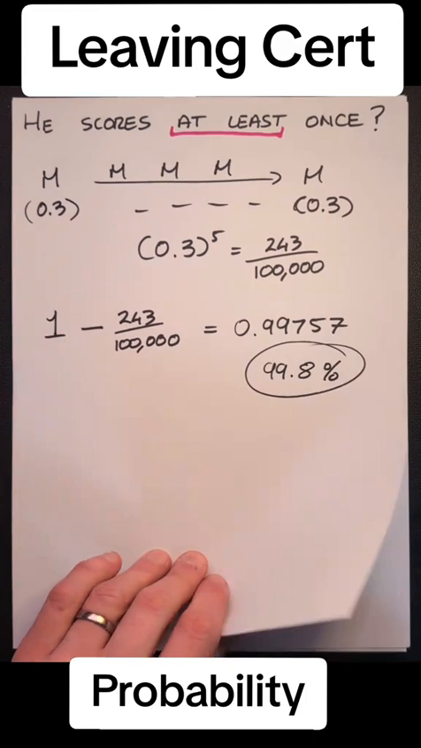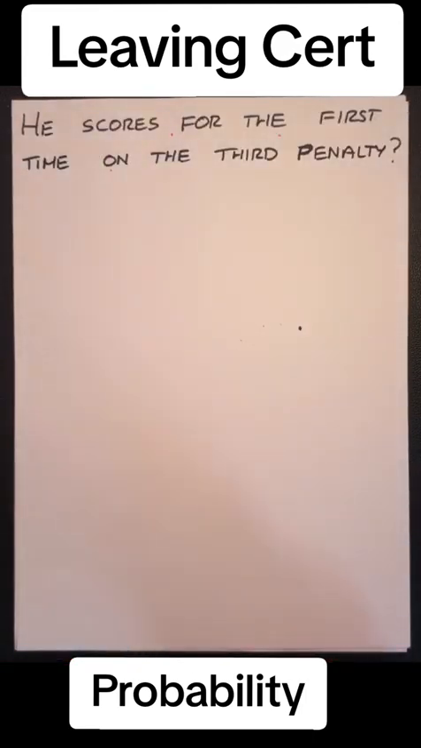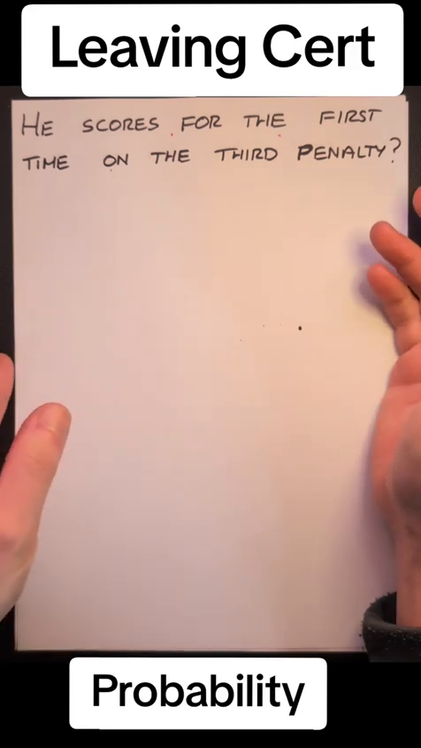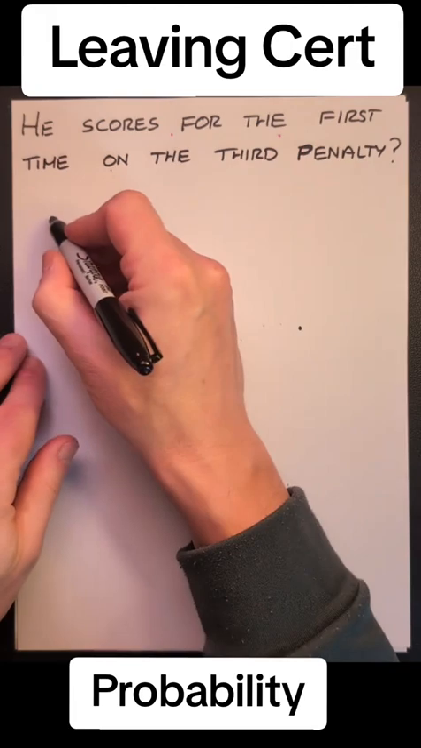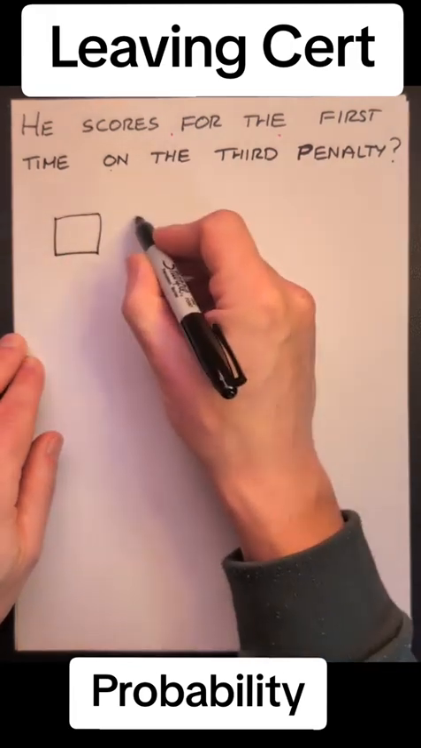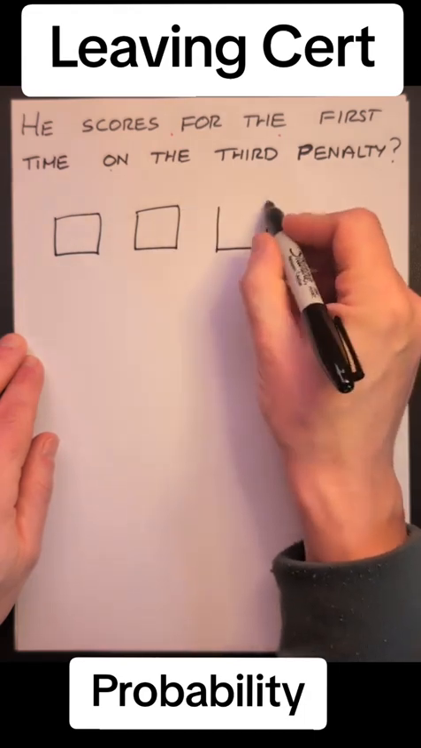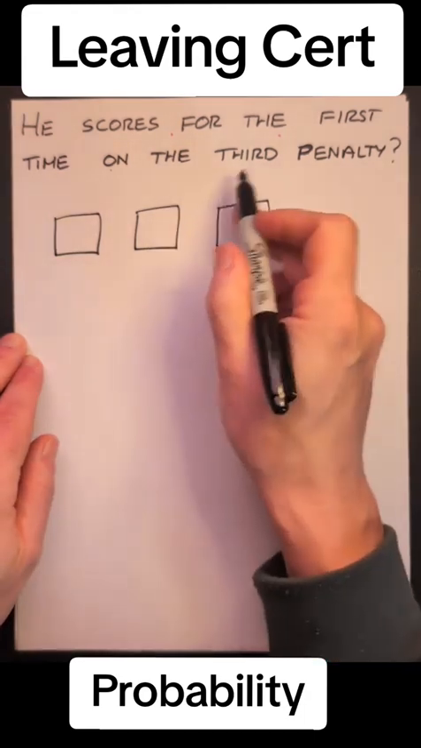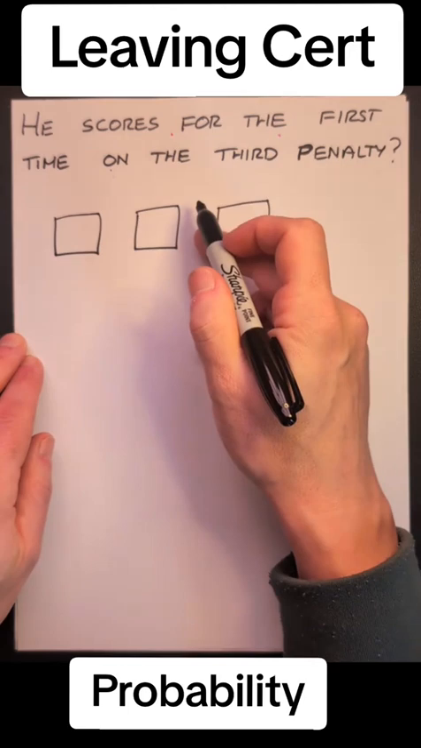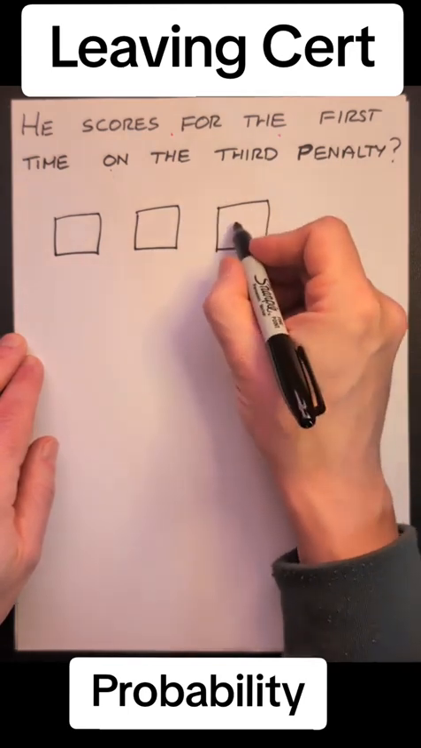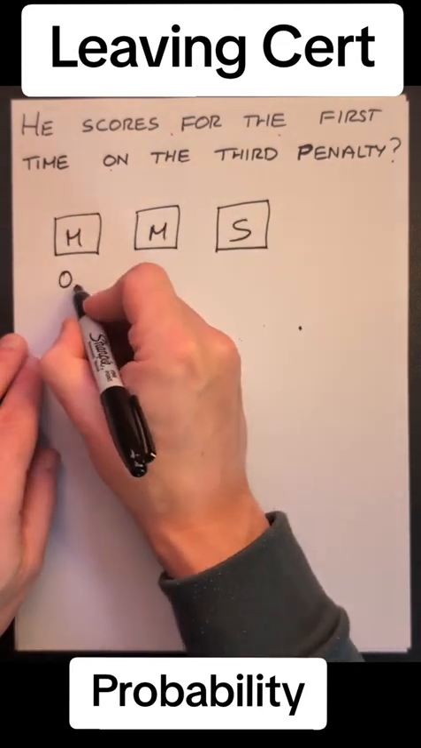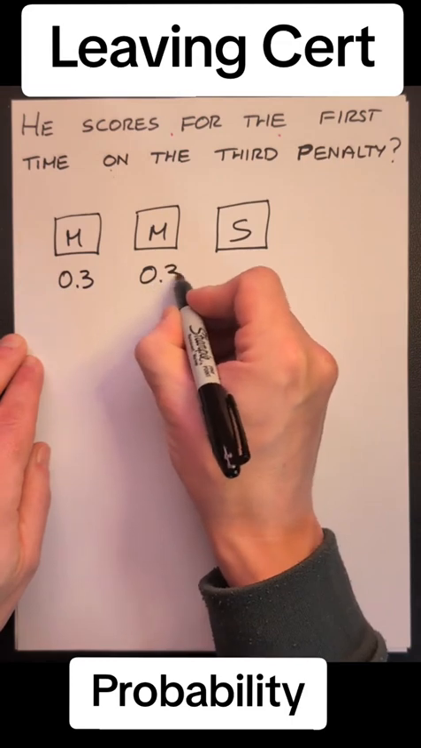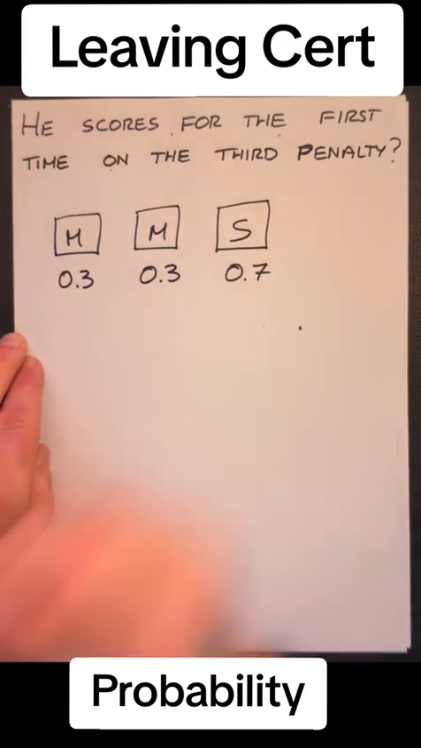Now, back to more standard, I think, Bernoulli trial questions. Here's one that you see quite a bit in the Leaving Cert, I think. He scores for the first time on the 3rd penalty. Okay, so let's draw out the first 3 penalties, and let's think about how this will look. So if he scores for the first time on the 3rd penalty, that means this guy here has to be a score, and it means these 2 have to be a miss. So these have to be a 0.3 and a 0.3, and this has to be a 0.7.